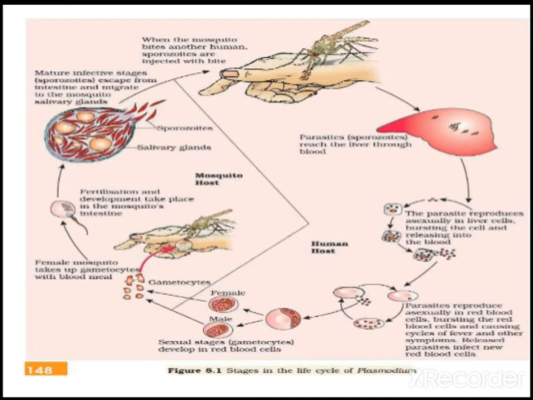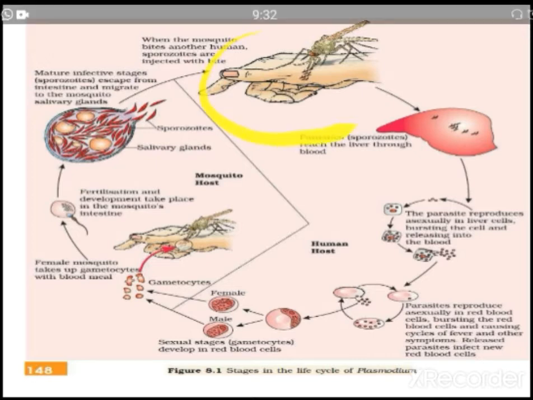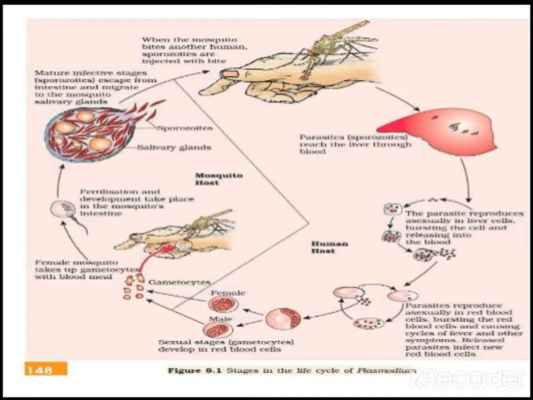Okay children, first let us study the life cycle of Plasmodium. You see here, let us start from here. In this place the mosquito is biting a healthy person. If the mosquito has the malarial parasite, it is injected. In which form is it injected? It is injected in the form of sporozoite.